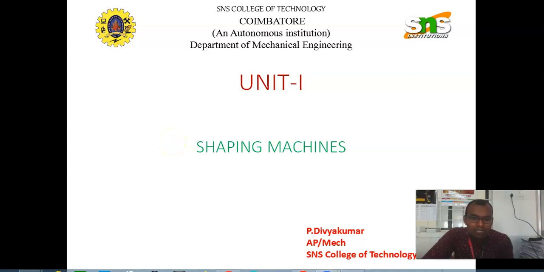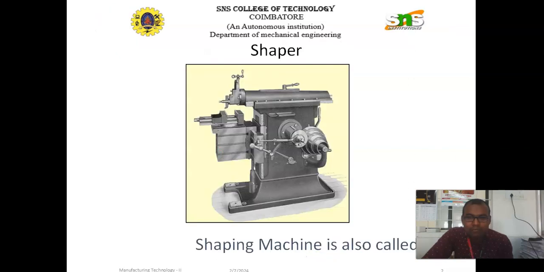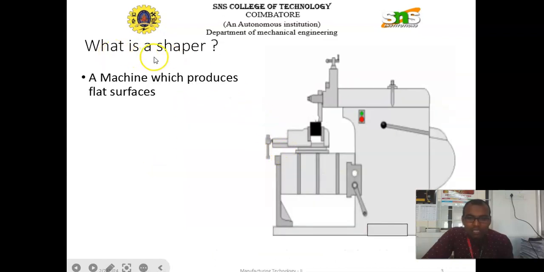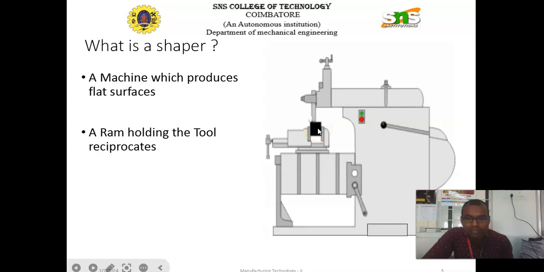In today's video lecture series, we are going to discuss the subject manufacturing technology. In manufacturing technology, we are going to discuss shaping machines. This is the demo model of a shaping machine. What is a shaper? A machine which produces flat surfaces. With the help of this machine, we can produce flat surfaces.